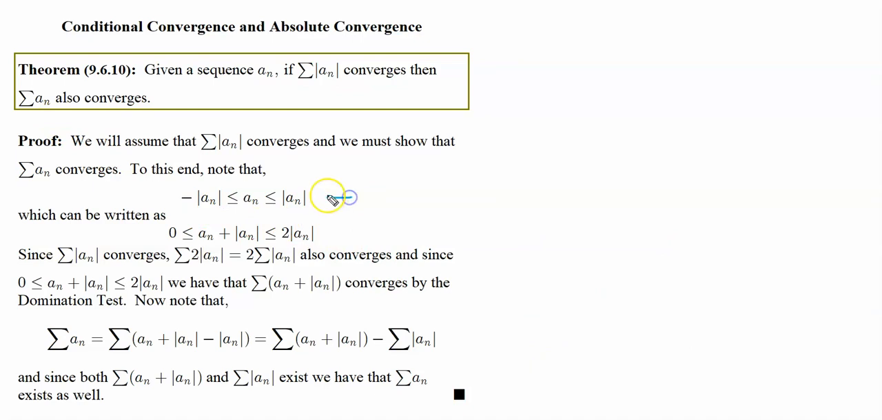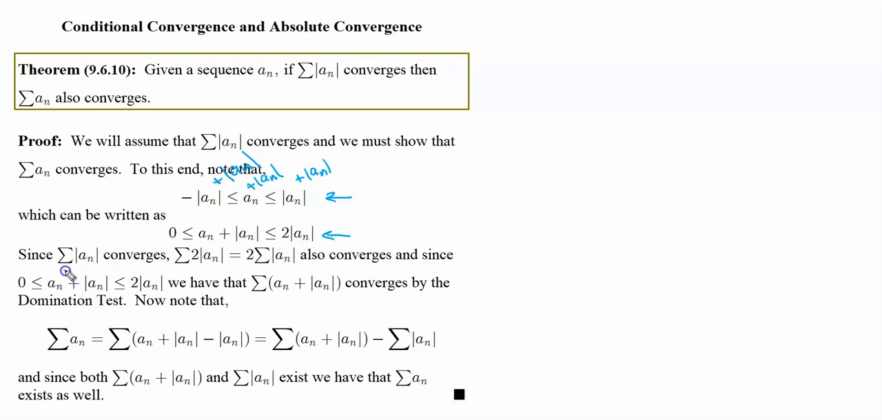Now let's note that we can manipulate this a little bit. We're just going to add the absolute value of a sub n to each term in this inequality, so plus absolute value of a sub n for each one. The left side is going to be 0 then. The middle term becomes a sub n plus the absolute value of a sub n, and the right side will be 2 times the absolute value of a sub n. Okay, so we get that.